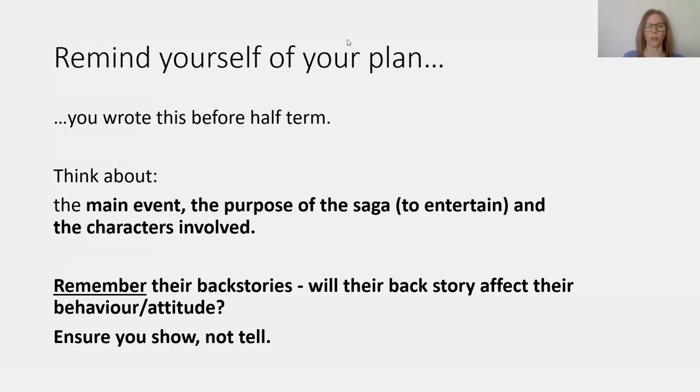Okay, the next thing that I would like you to do, again, is to pause the video in a second and remind yourself of your plan for your saga. So you really need to be familiar with what it is you want to write about. So when you're looking at your plan, think about the main event, the purpose of your saga, so obviously to entertain, and the characters that are involved in your saga. Now, remember their backstories because their backstories are important. Will they affect their behaviour, their attitude? It can tell a lot about a character. One thing you need to make sure is that you show and not tell with your writing. So pause the video now and go and have a look and familiarise yourself with your plan.